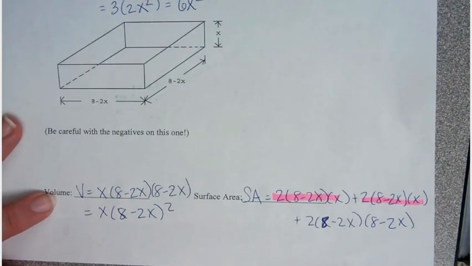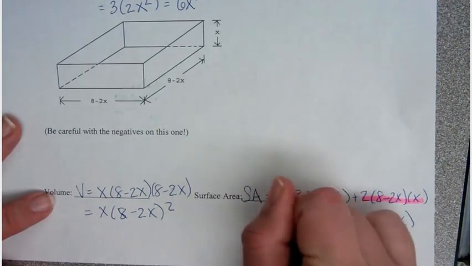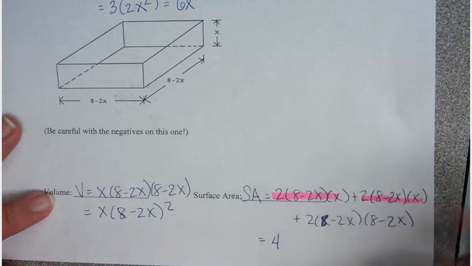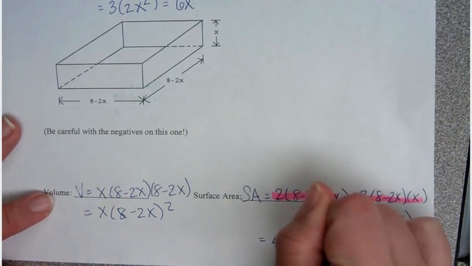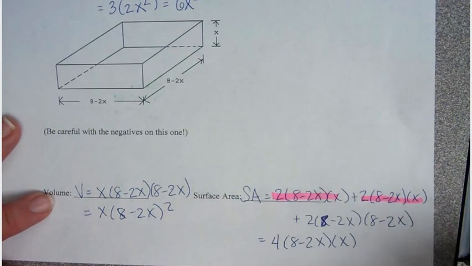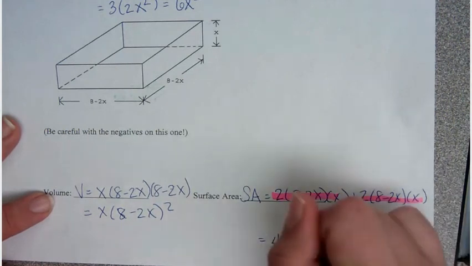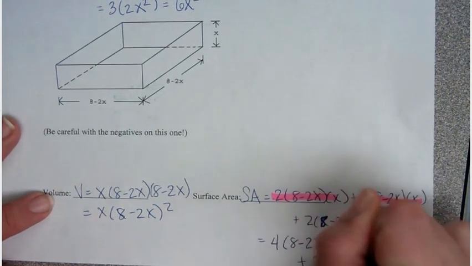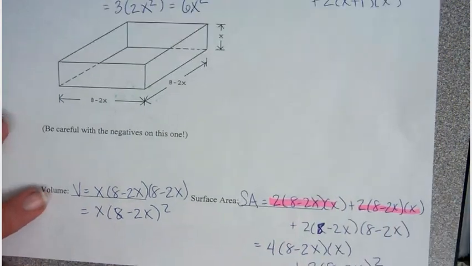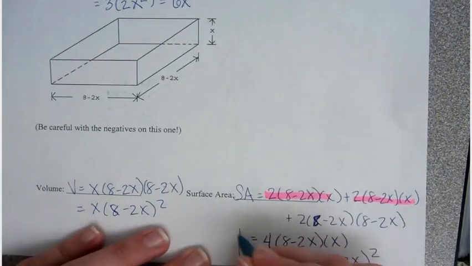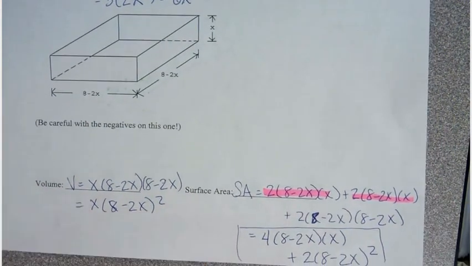So we can combine those two together to get 4. 2 plus 2 is 4 times 8 minus 2x times x. And then this last one we can rewrite as 2 times 8 minus 2x quantity squared. Okay, and we'll leave it at that. So keep in mind that you might have to simplify that more later on, but for now we're just going to leave it at that. So this is our application of multiplying polynomials to volume and surface area.